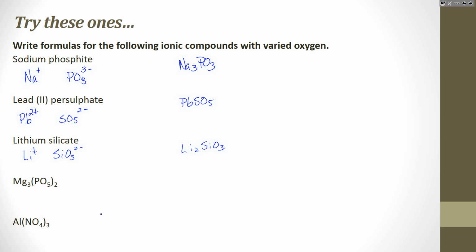Now going the other way, we're going to write the name. So I'm going to write my metal first. This is magnesium. Now we got to know what PO5 is. We actually did this one earlier, I believe, but if we don't know, we look up on our table. Phosphate is PO4, so we got to add an oxygen so it becomes perphosphate.